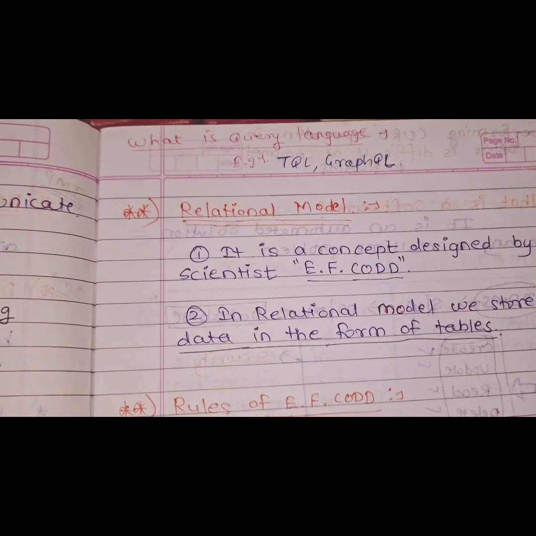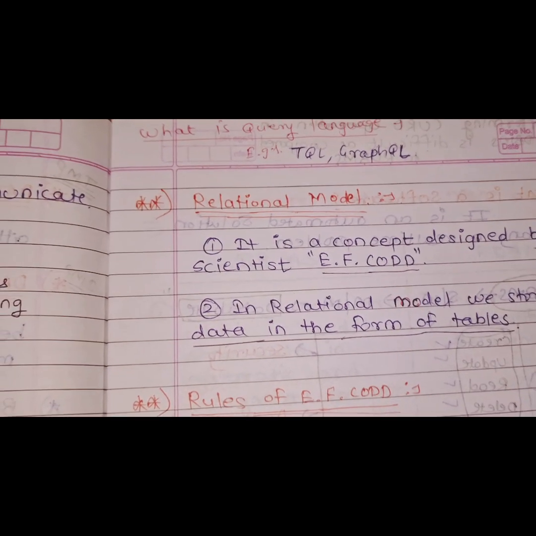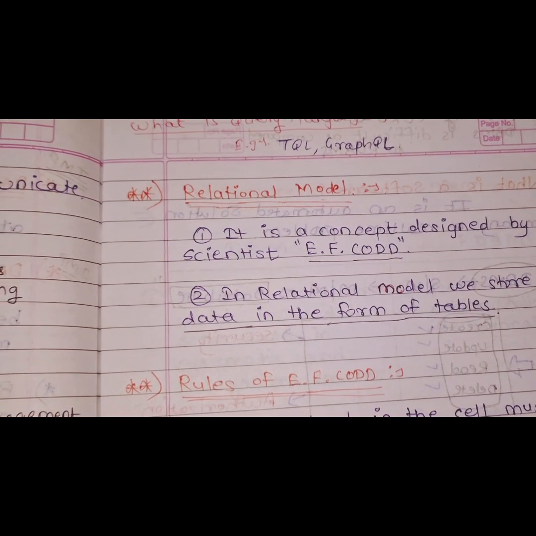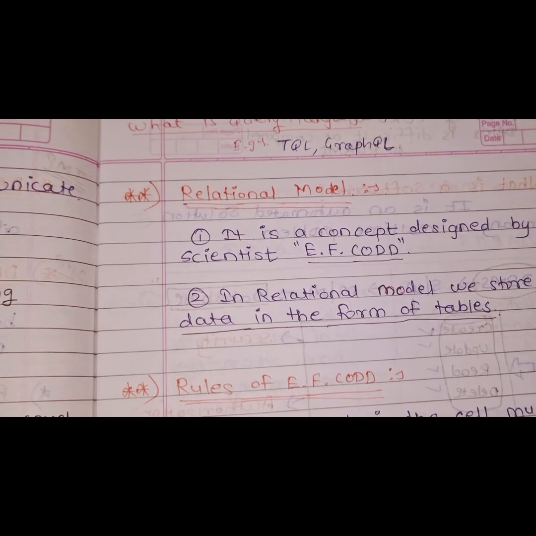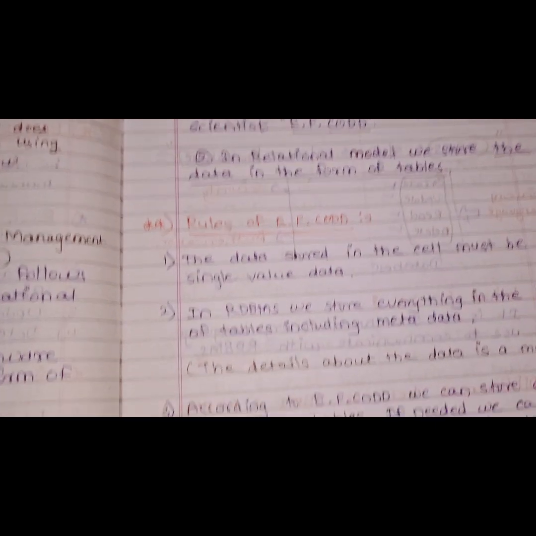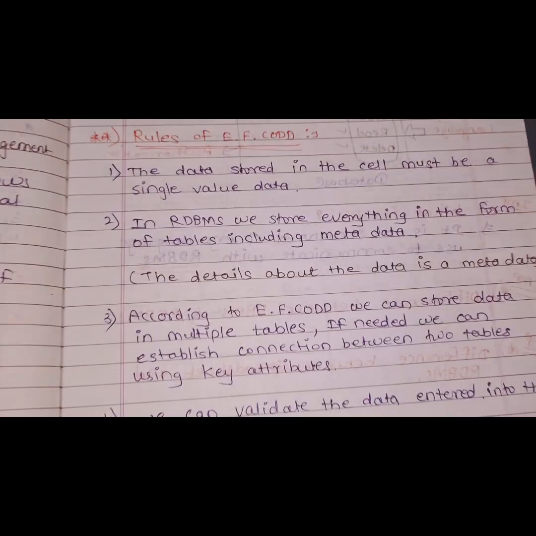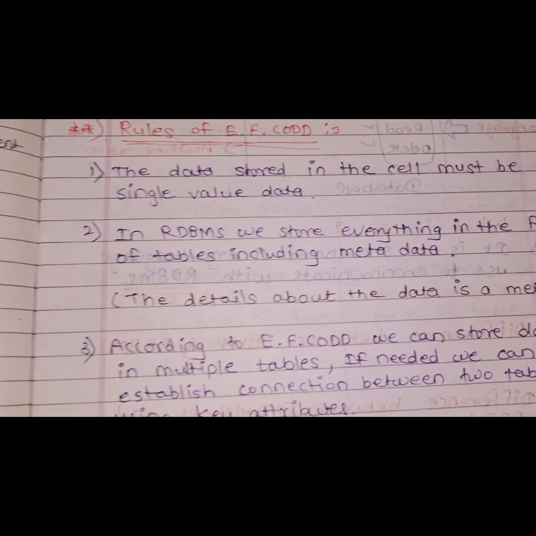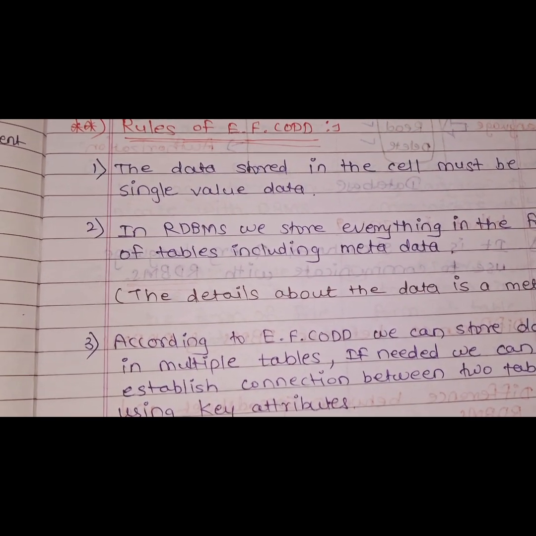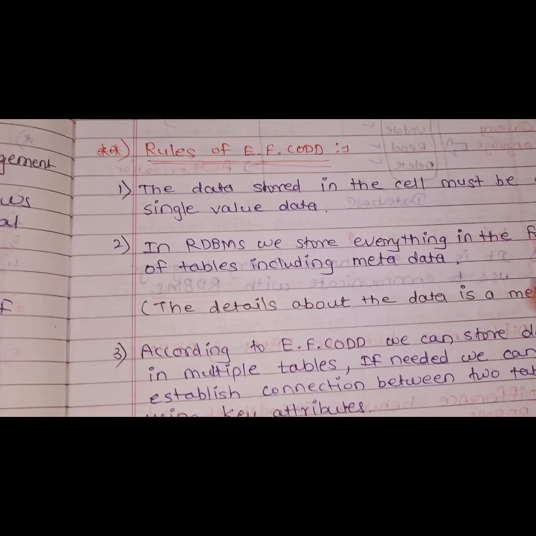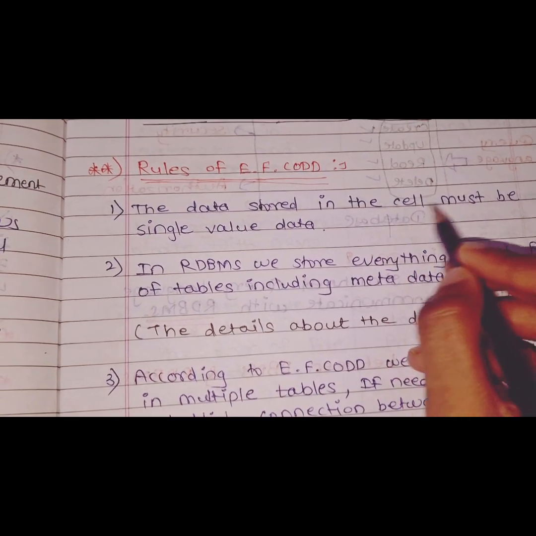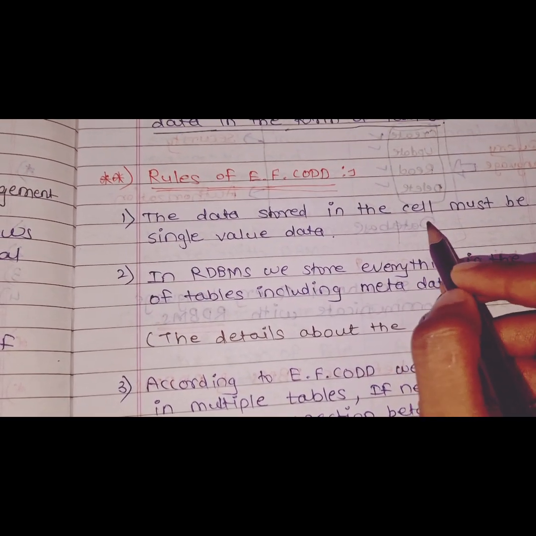Using the relational model, E.F. Codd has also introduced some rules. We have to follow those rules when we are entering the data in the tabular format. So what are those rules? Let's understand each one by one. The data stored in this table must be a single value data. So let's take an example, like I have one table here and I am storing the student information.